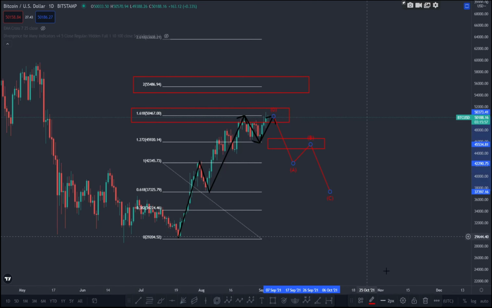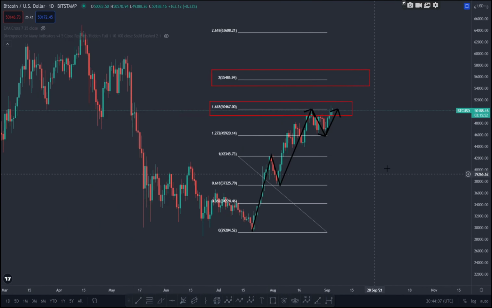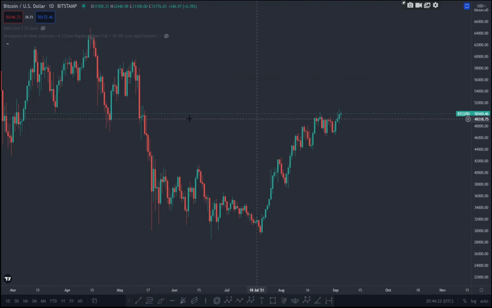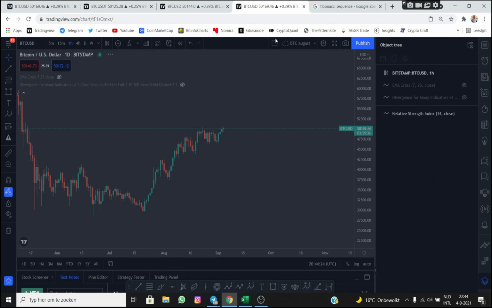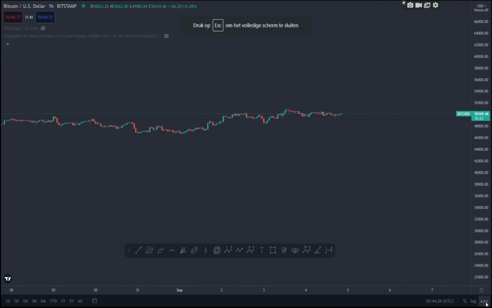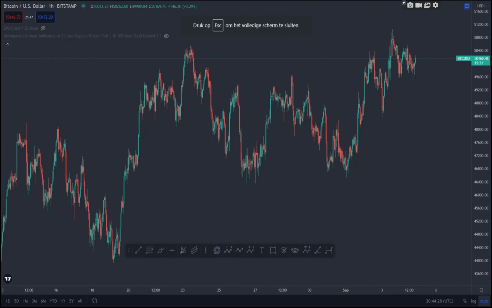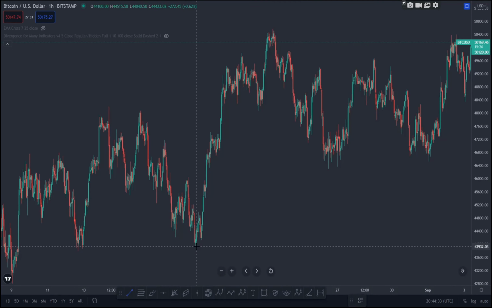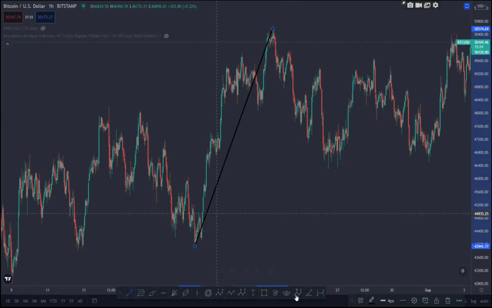So is there anything I want to talk about considering the Fibonacci? Yeah, you can also use it on smaller time frames. Okay, so let's just delete all this. Hop on to, let's say, the 1 hour, okay, and you want to find your, let's say, a major low and a major high, like that.